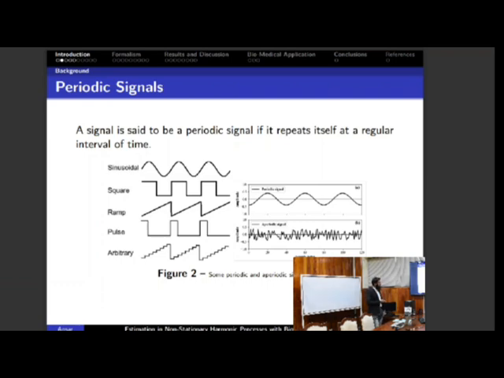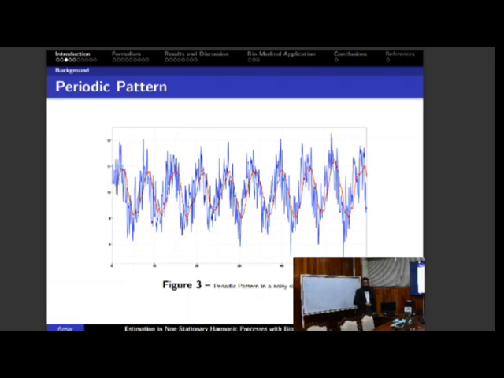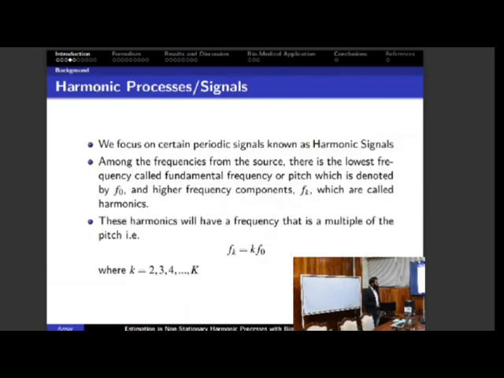And we can also see an aperiodic signal here, which will not repeat itself. In periodic signals, we have different types of patterns. We can see a noisy periodic signal here, and in any periodic signal there are certain patterns. So our concern is with a certain pattern, which is harmonicity in the periodic signals. So our focus is basically on the harmonic signals.